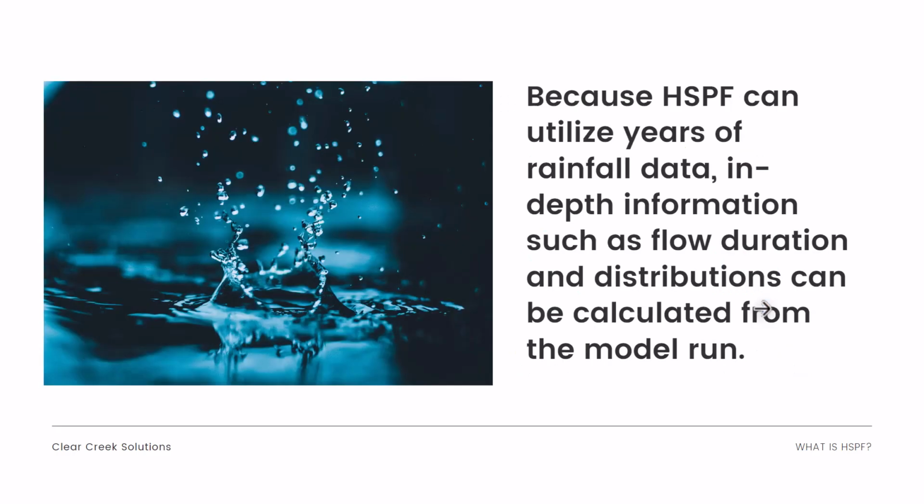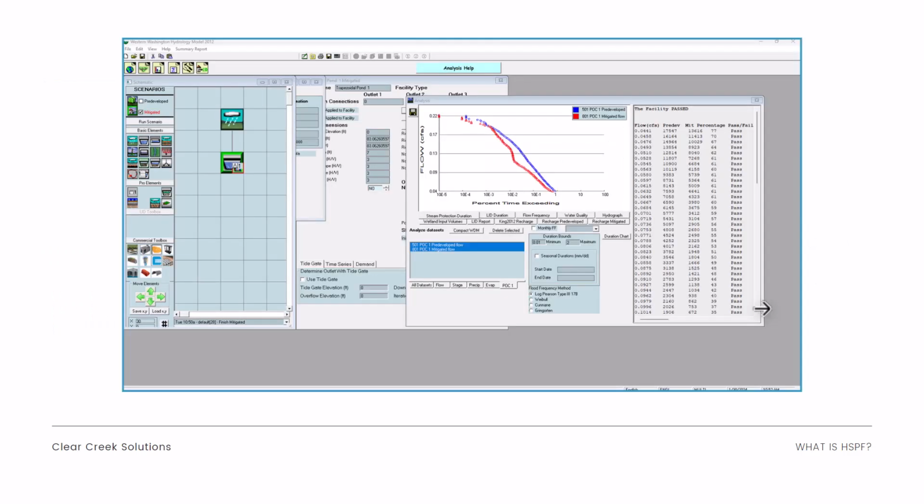So because HSPF can utilize years of rainfall data, in-depth information such as flow duration and distributions can be calculated from the model run. So this is an example of WWHM 2012, which utilizes HSPF for its calculations. You can see here we're able to actually model a facility and determine the percent time exceeding of different flow values based on the 50+ years of rainfall data included in the software.